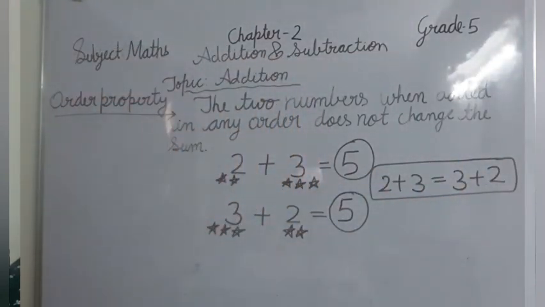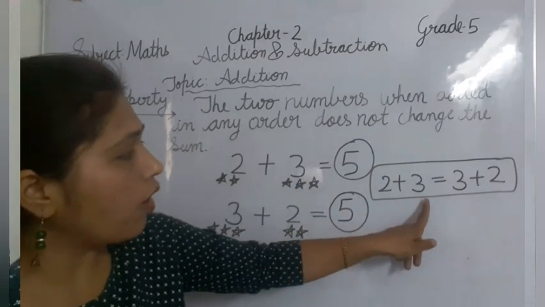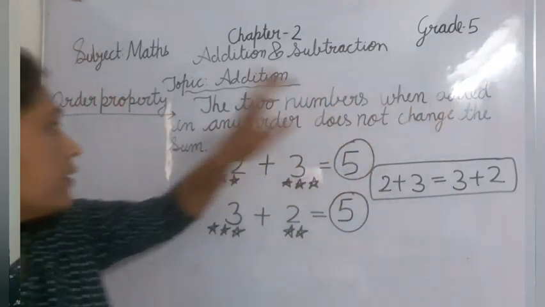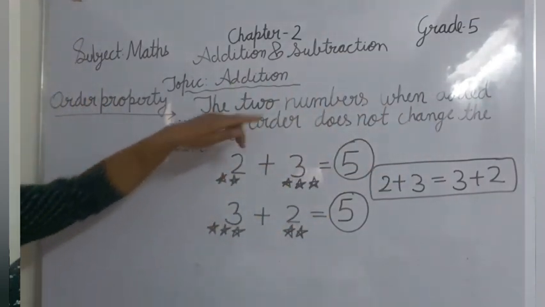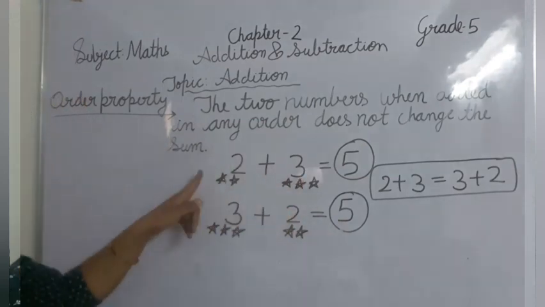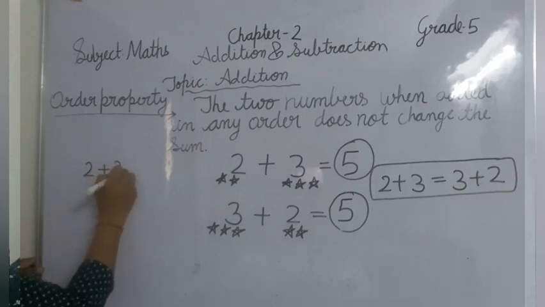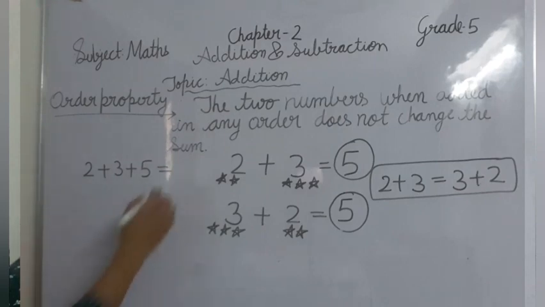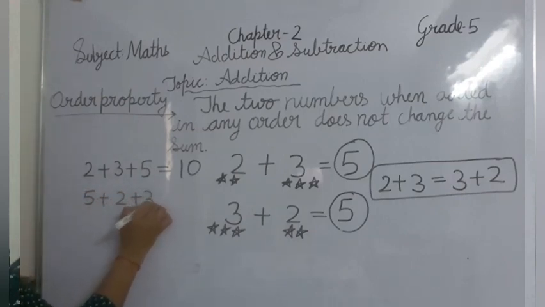So now it is clear to you all. In the order property, when we change the order of numbers, the sum will not change. The two numbers when added in any order do not change the sum. This is the example for 2 digits. If I take a 3-number example, 2 plus 3 plus 5 equals how much? 10. Yes. Now I am changing their order: 5 I am writing here, 2 here, 3 here.